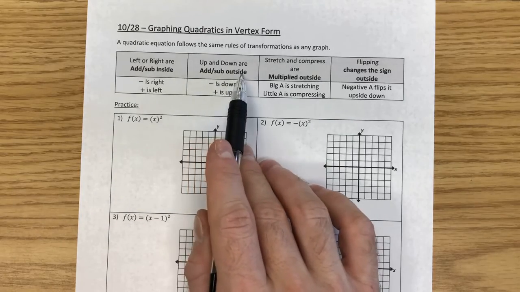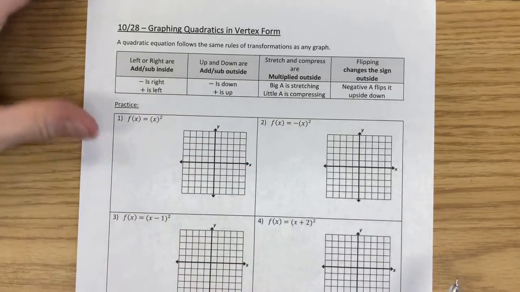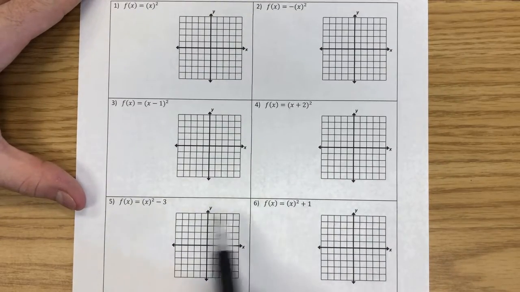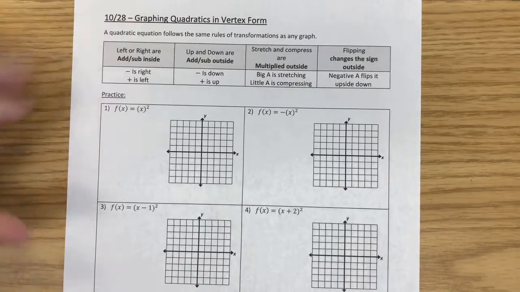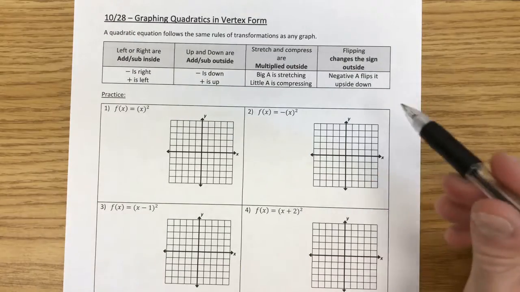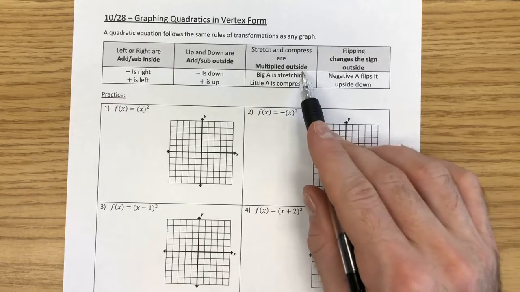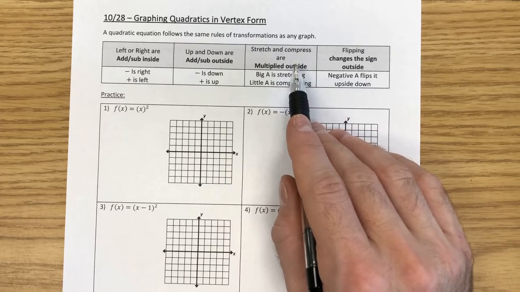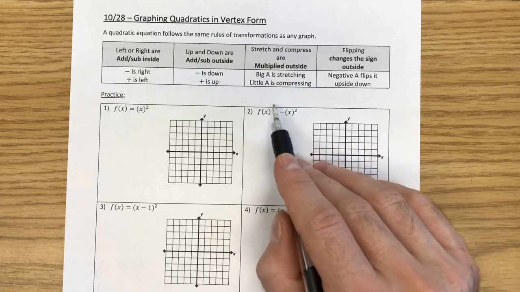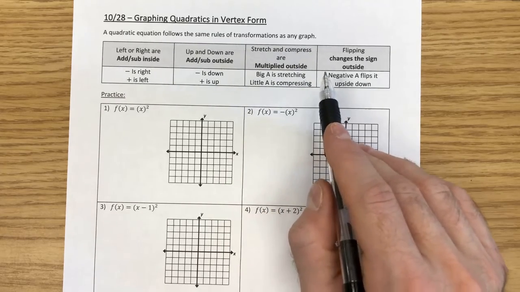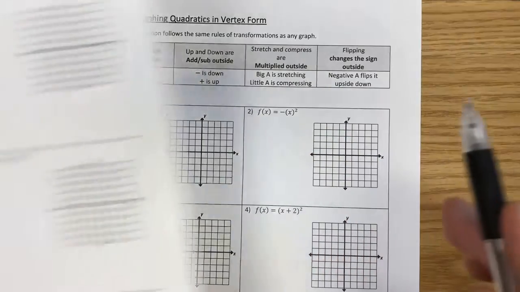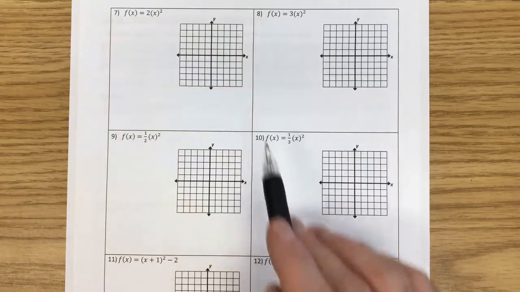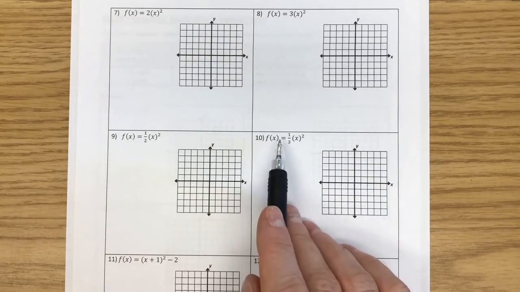Adding or subtracting outside the parentheses is going to be an up or down motion, which is what we're going to see with something like this. Outside the parentheses, that's going to be up or down. Stretching and compressing. Now, we talked about with absolute value, the slope to the right. Now, stretching or compressing is going to be that same concept, but with a quadratic, because it's a curve, the slope is going to operate a little differently. But we're going to see what happens when we have things like multiplied outside. These are both going to be stretched. These are both going to be compressed.